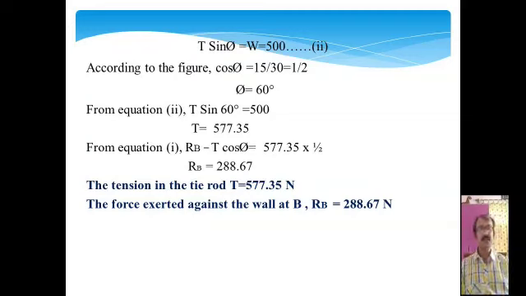So the tension in the tie rod, T, equals 577.35 Newton, and the force exerted against the wall at B, that is RB, the reaction force, equals 288.67.